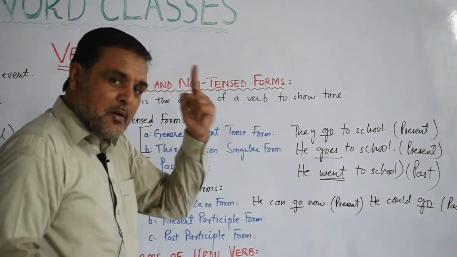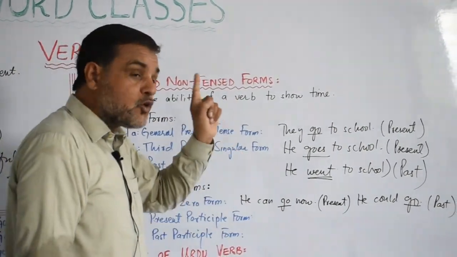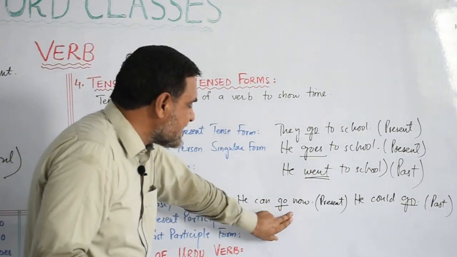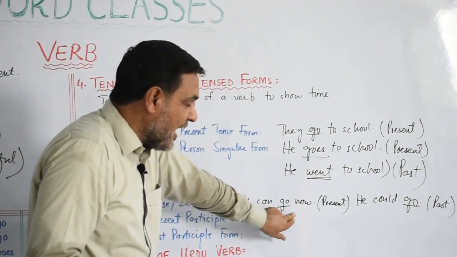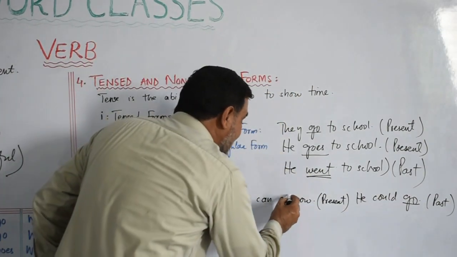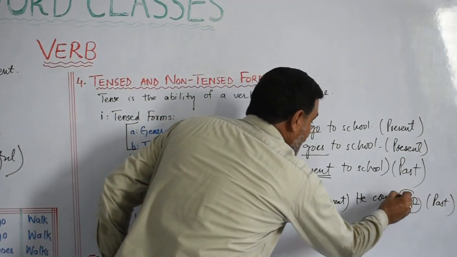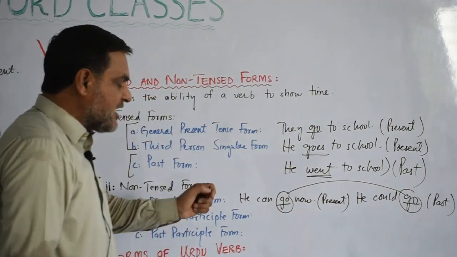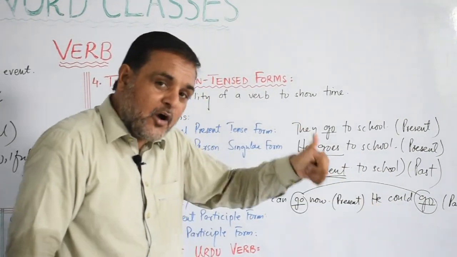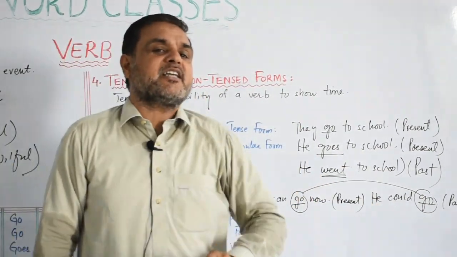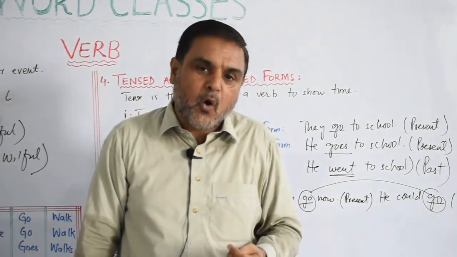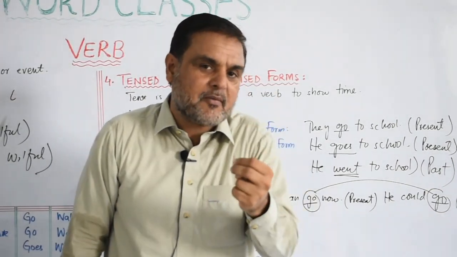He can go now, present time. He could go, past time. Look, this sentence contains present time and this sentence contains past time, but both of them have zero forms of the verb. He can go now, go is zero form. He could go, go is zero form. In both these sentences, the same zero form of the verb, go, the same base form of the verb, go, has been used.